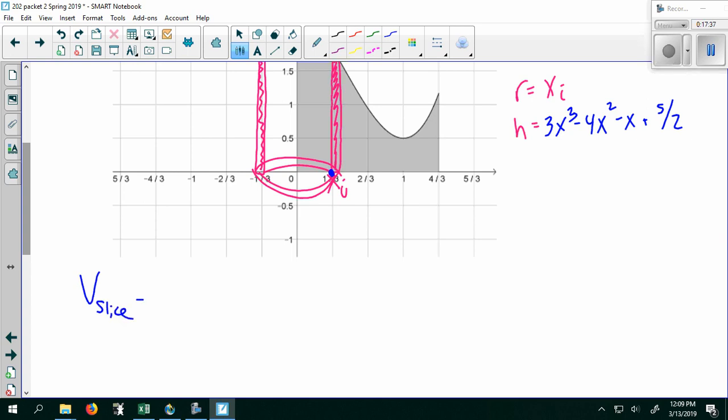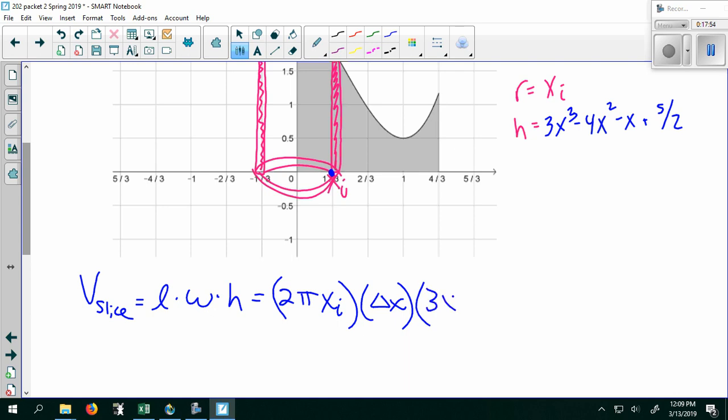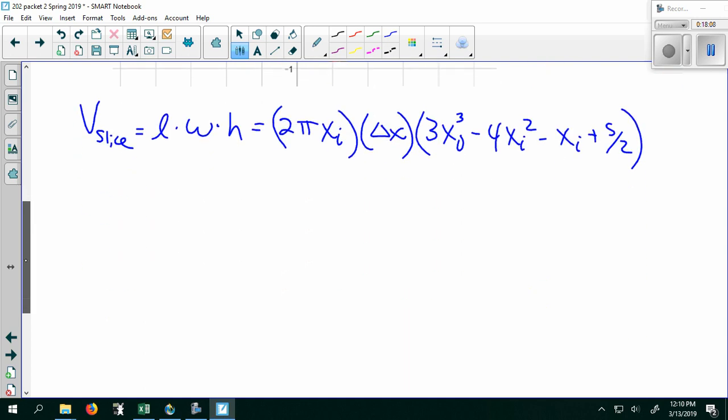The volume of that single slice is length times width times height. The length is 2 pi r, so 2 pi x sub i. The width is delta x. And then the height of the rectangle is 3 x sub i cubed minus 4 x sub i squared minus x sub i plus 5 halves. So that's the volume of my single slice.